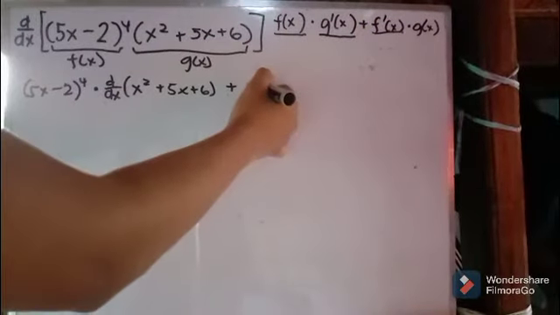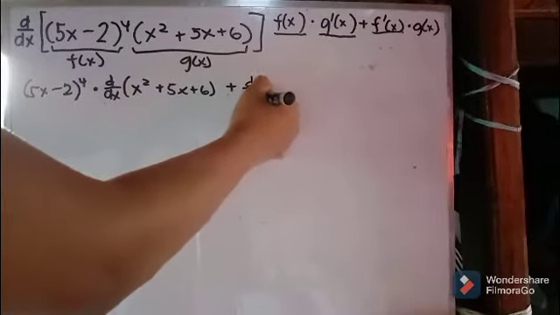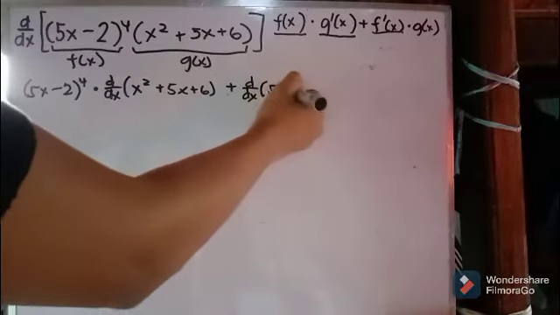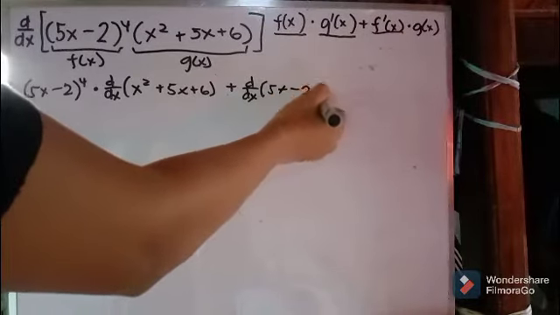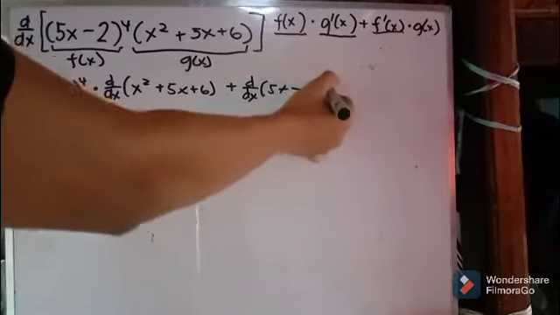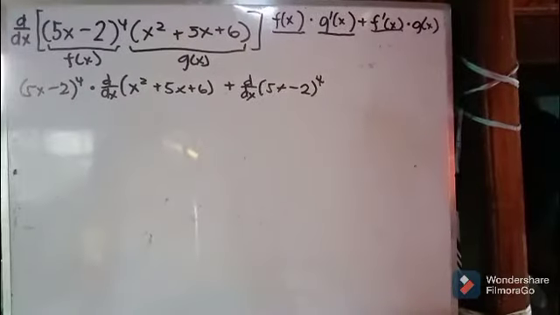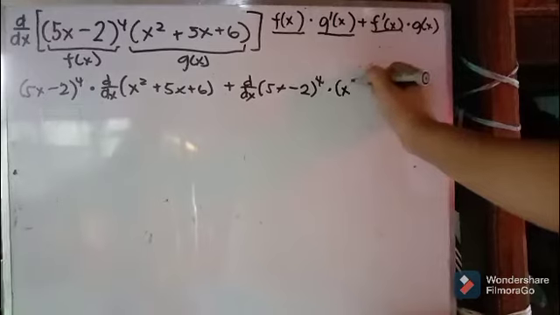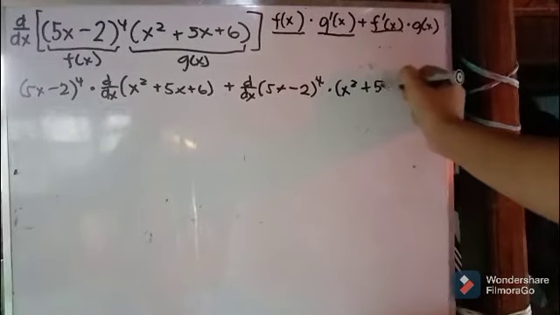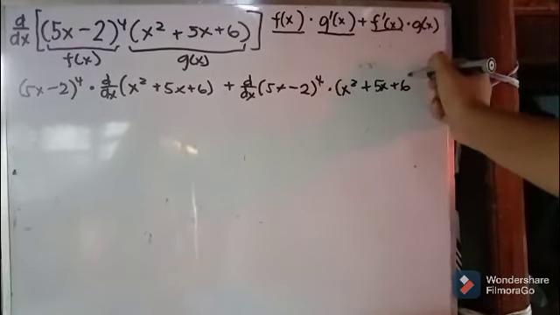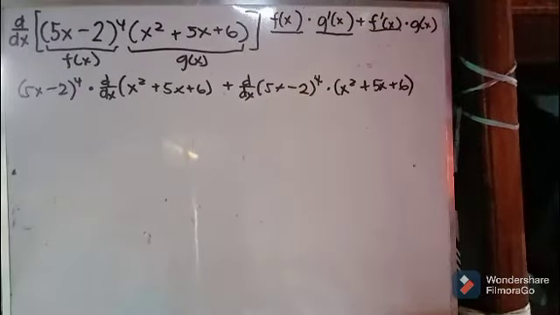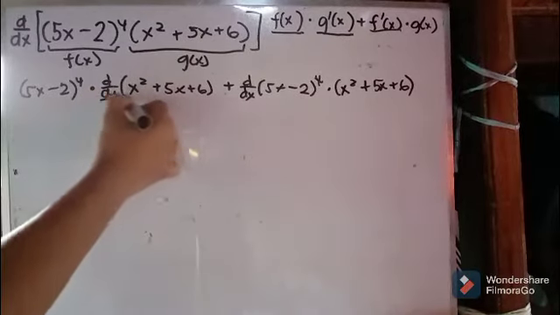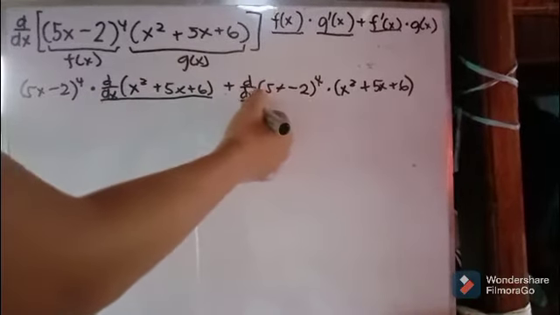So derivatives of the first function f of x, (5x minus 2) quantity raised to 4. And the last is multiplied to g of x, x squared plus 5x plus 6. The next step is to get the derivatives of this function and this function.